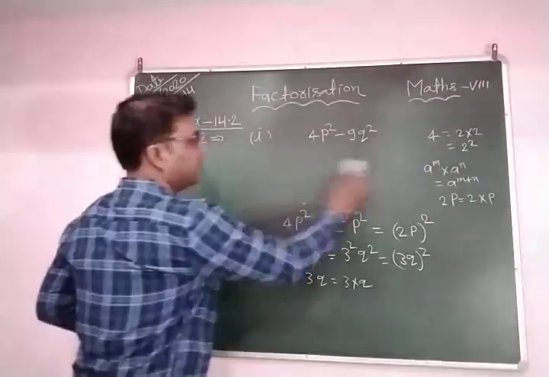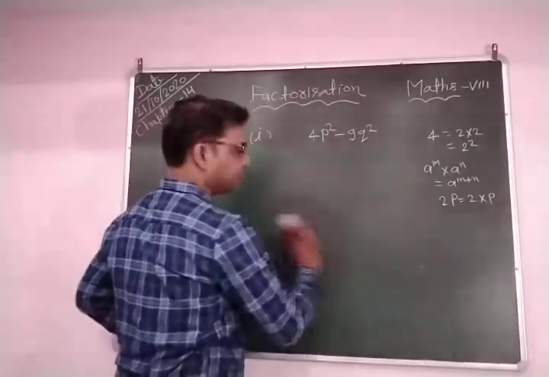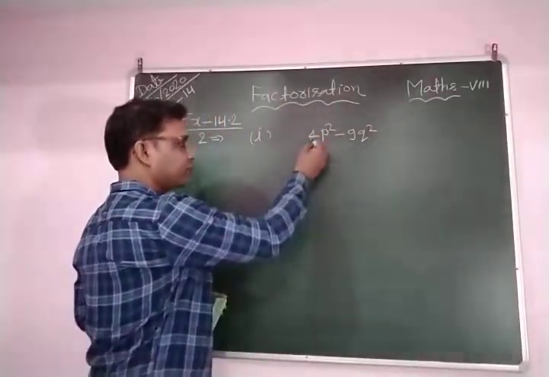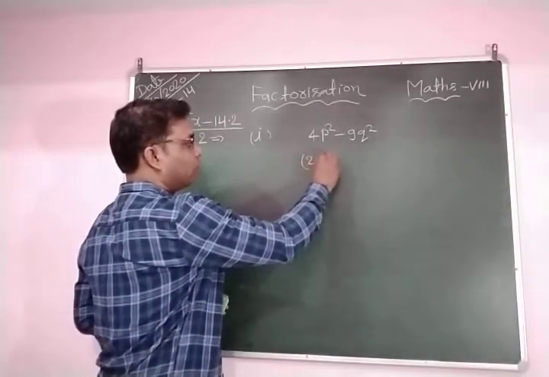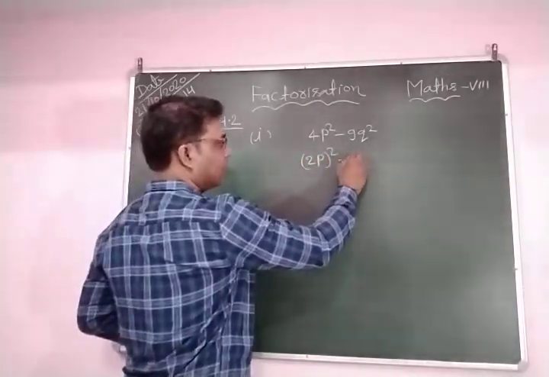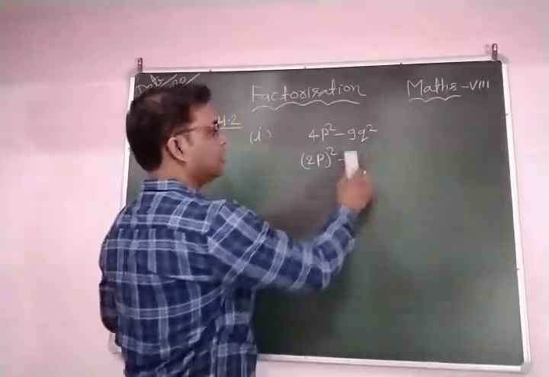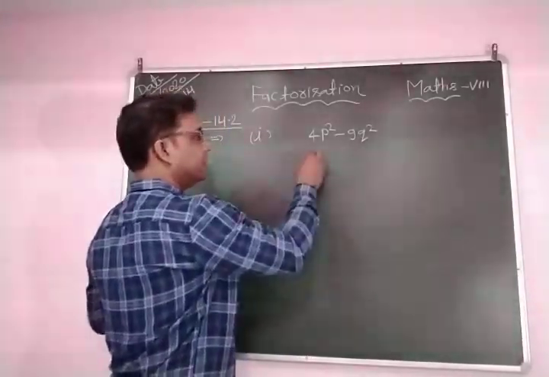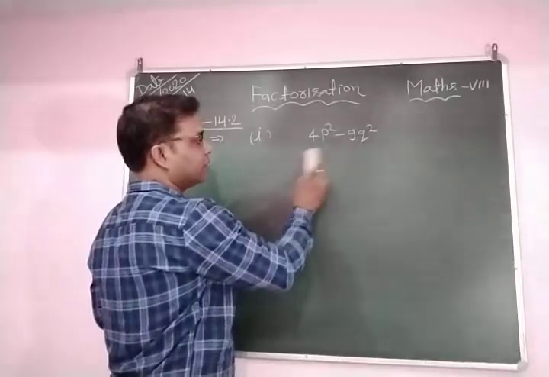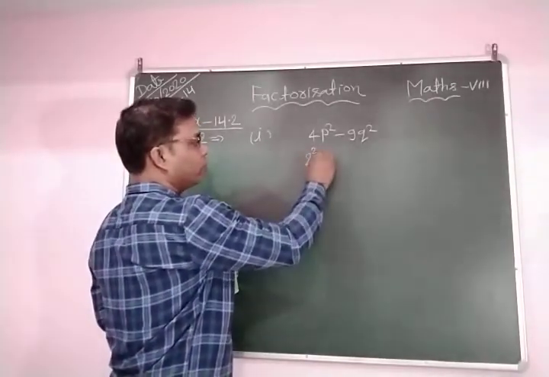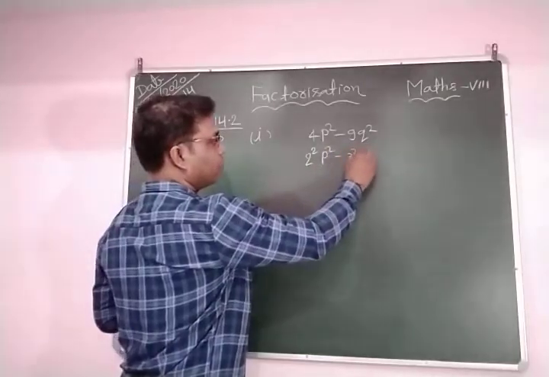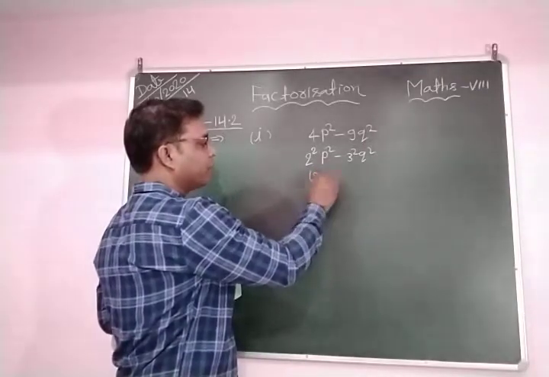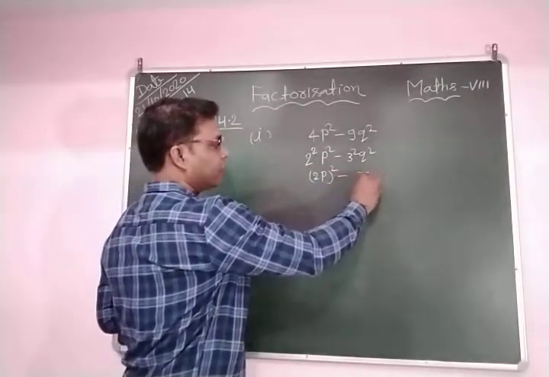So in this way we can write 4p square minus 9q square. It becomes 2p whole power 2 minus 3q whole power 2. You can write it 2 power 2 p square minus 3 power 2 q square. Clear? After this you can write it as 2p square minus 3q square.